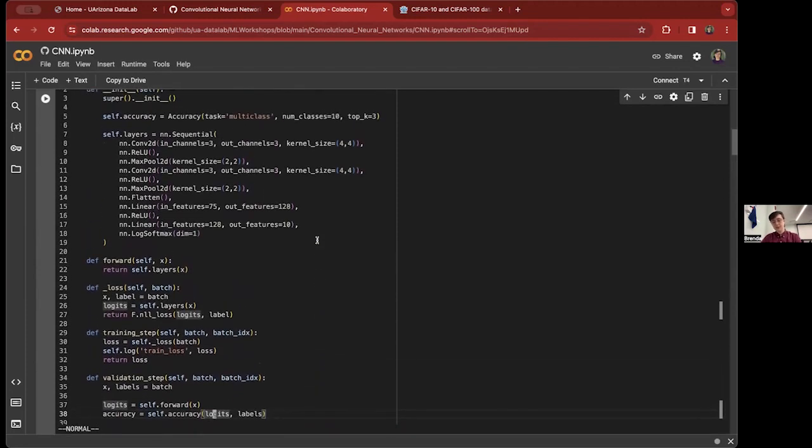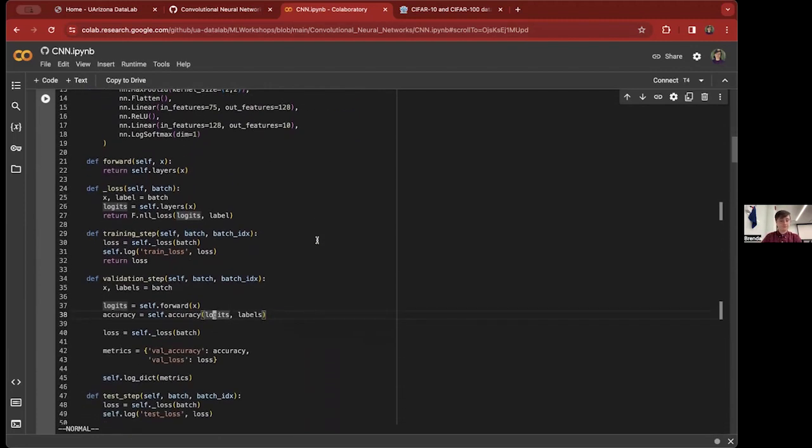All the Lightning module needs is the forward pass. It doesn't even need the validation step or the training step, or excuse me, the test step. It just wants the forward pass. You have to tell it what loss function you're using and how to train, and that's it.